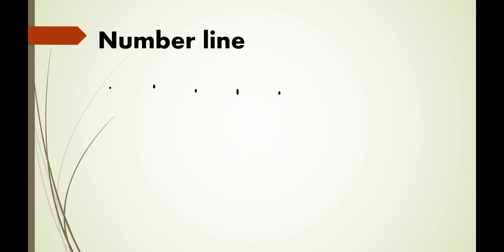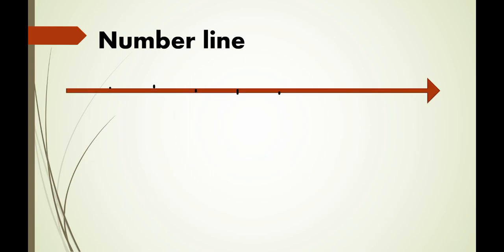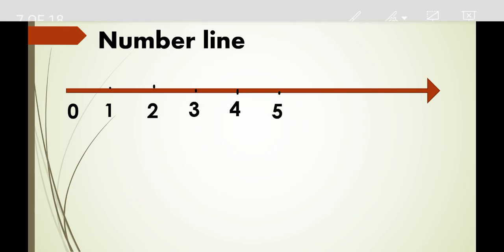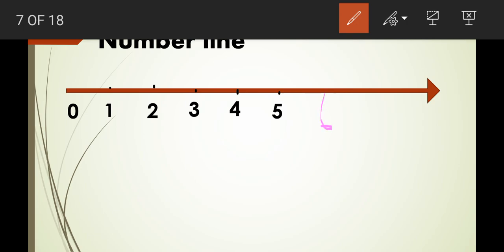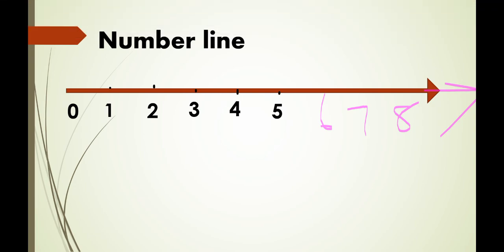Now comes number line. There may be a new word for you, number line. Nothing is there. It is a line. Number line is a line. So we have one line here. On that line some numbers will be marked. 0, 1, 2, 3, 4. It will go on like that. It won't stop. After 5, what will be the next number? 6, 7, 8. Like that it will go on. So this is called the number line. So a number line is a line on which numbers are marked.